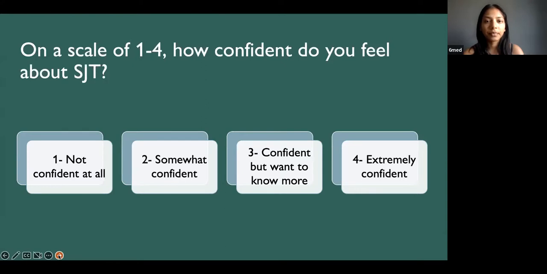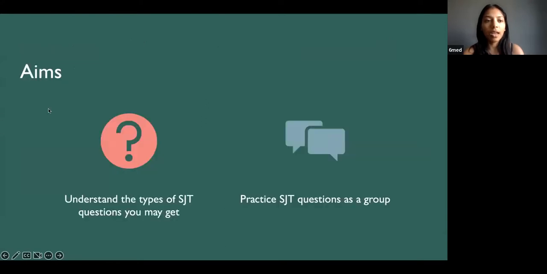So the main things that we're trying to cover today is to understand the types of situational judgment questions you might get, and also practice these questions as a group.